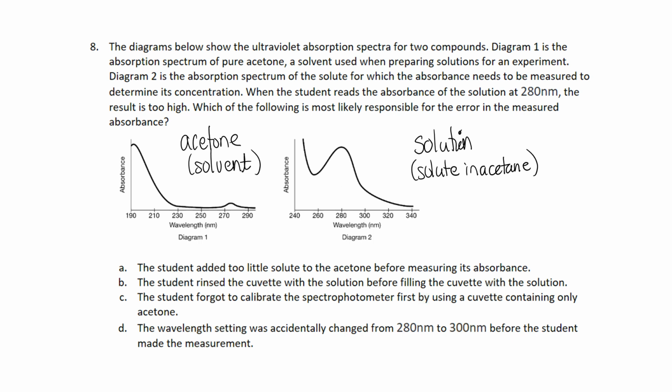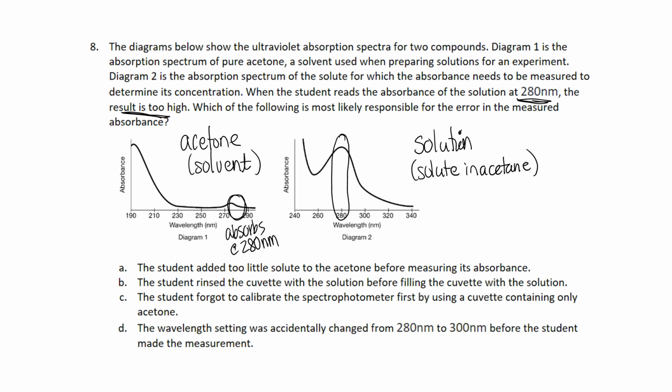And it tells us when the student reads the absorbance of the solution at 280, the result is too high. So which of the following could be responsible for this error? The first thing I'm going to do on my graphs is look and see where 280 is. Over here on graph 1 with acetone, it's right around here. And I'm going to notice that's interesting, there's a little bump here. So it seems that acetone absorbs at 280. And over here, it's also where the peak is with my solute on the right. So let's look through these different options and see which of these would result in an absorbance reading that is too high?